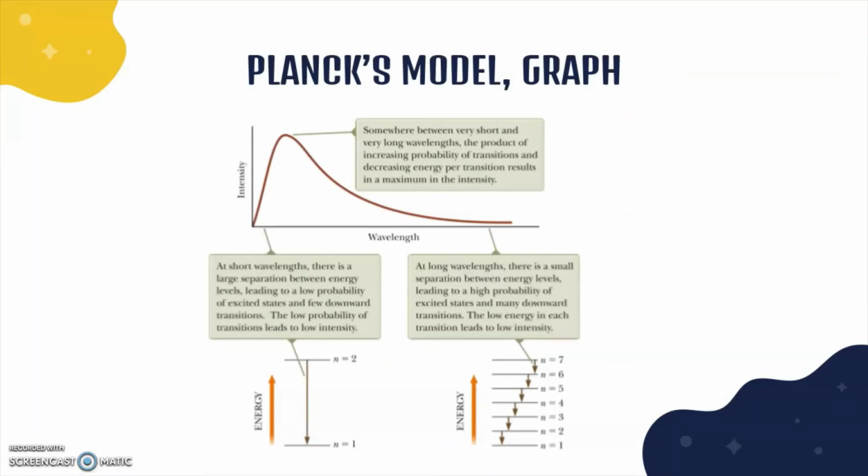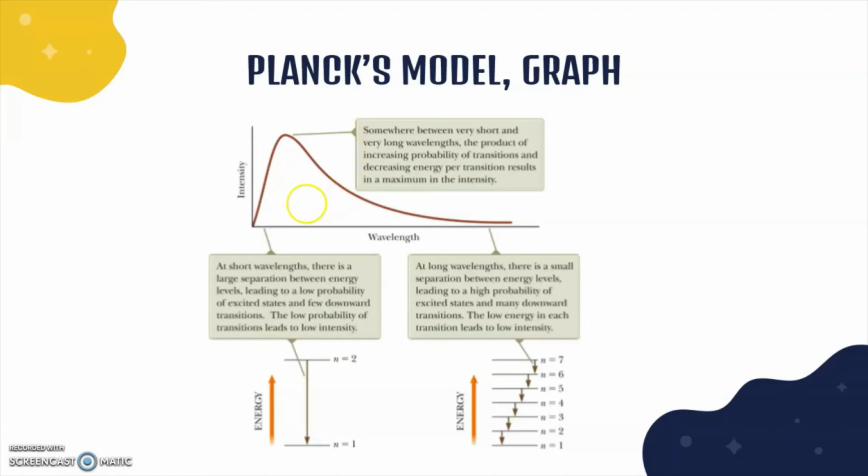As you can see here, this is the graph of Planck's model. The peak of this graph lies somewhere between very short and very long wavelengths. The product of increasing probability of transition and decreasing energy per transition results in a maximum in the intensity.